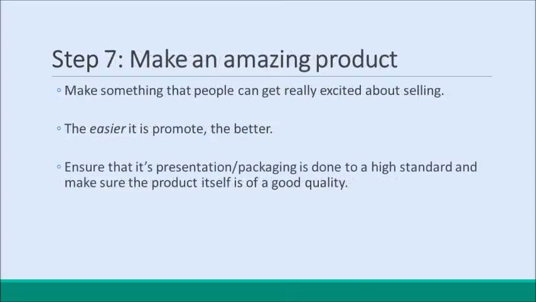Step 7. Make an amazing product. At the end of the day, though, the most important strategy is just to make an amazing product. Make something that people can get really excited about selling and that will be easy to promote. When looking at your item, affiliates are going to imagine how they would promote it and sell it. If it is low quality, then they are not going to see the opportunities, and they'll look for another product to promote instead. Hope you wrote some of those tips down.